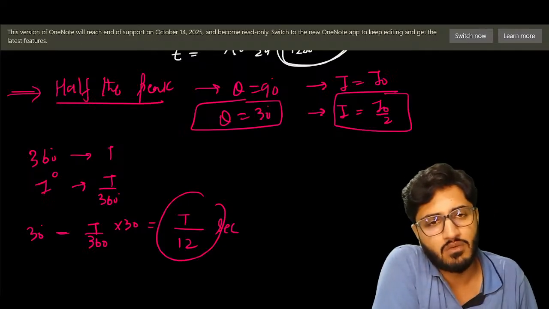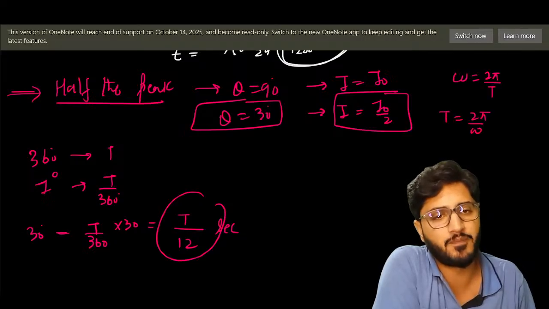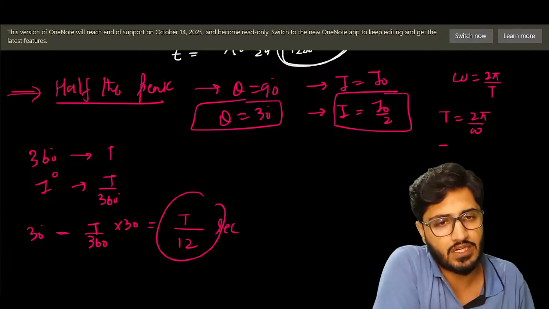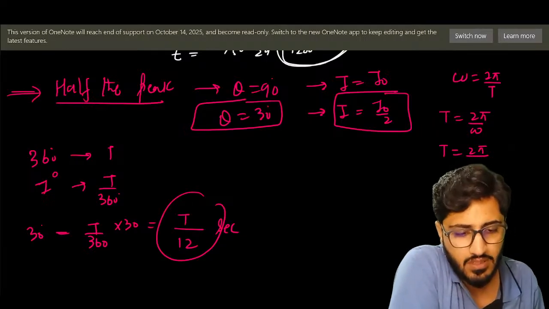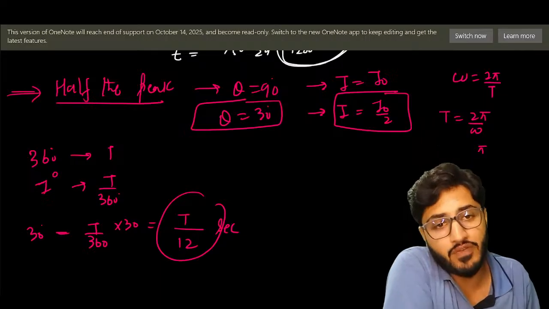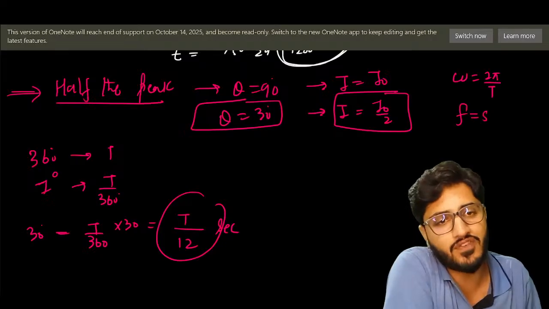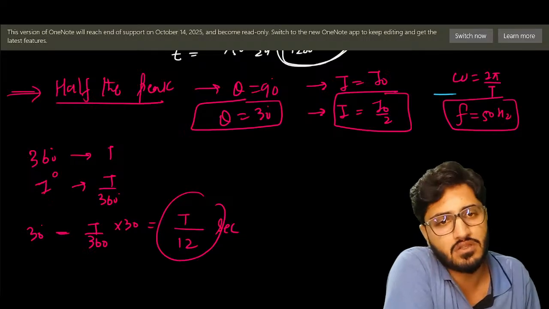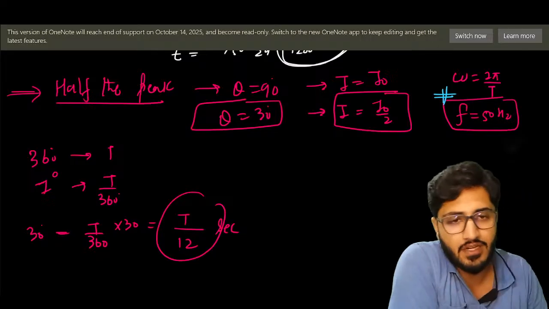What is omega? Omega is 2 pi by T, so T comes out to be 2 pi by omega. I can write it in this way, but we have one more thing now. What is the frequency? I guess the frequency is 50 hertz. In our Indian domestic system, the frequency is 50 hertz, right? It is 50 now.